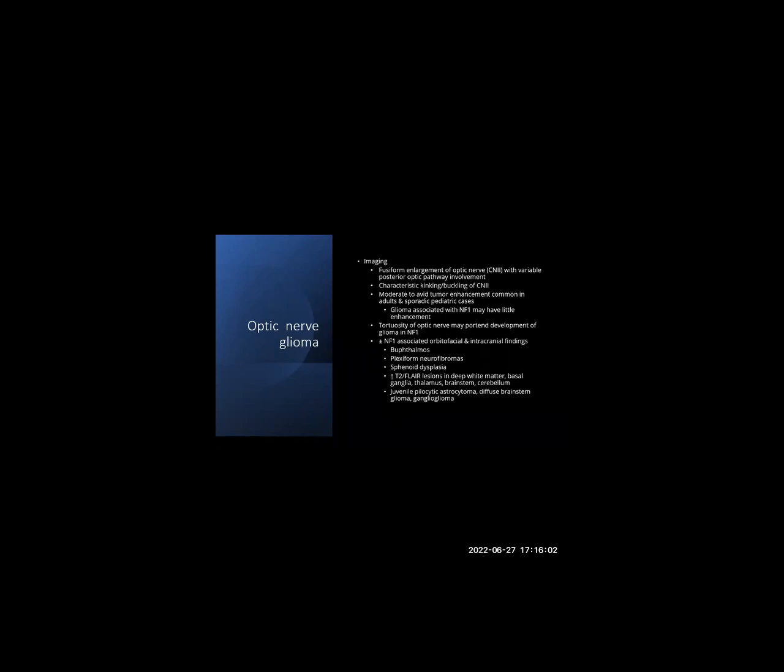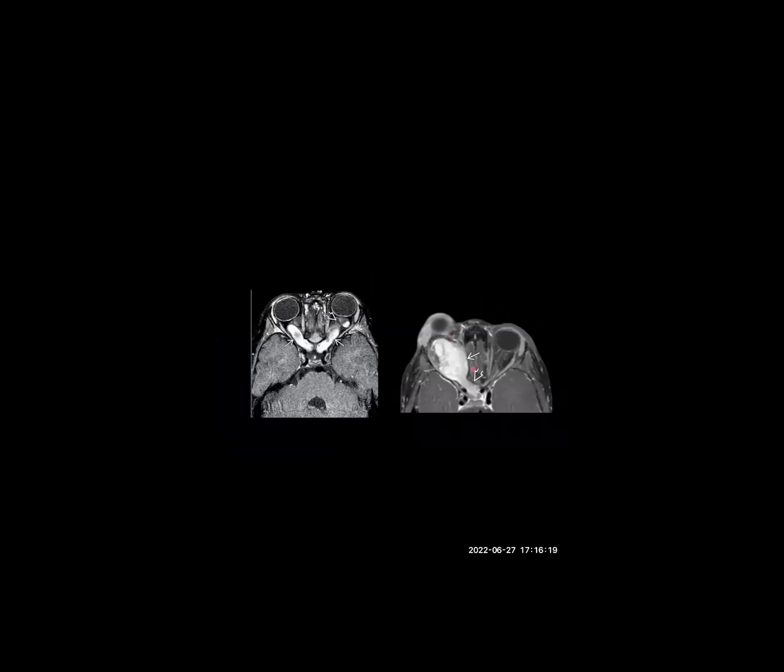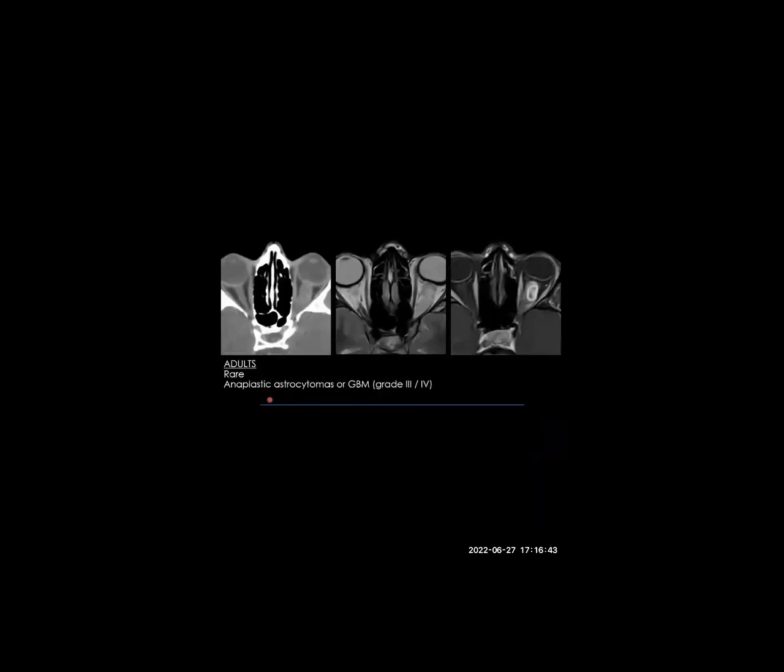It is high in T2 and FLAIR lesions in deep white matter, basal ganglia, thalamus, brainstem, cerebellum, juvenile pilocytic astrocytoma, diffuse brainstem glioma, and ganglioglioma. All of these have better prognosis compared to the adult. There is fusiform enlargement of the optic nerve with avid contrast enhancement. In children, you will have the low grade types, pilocytic astrocytoma, neurofibromatosis, and more commonly bilateral. In adults, this is rare, but high grade, fatal.